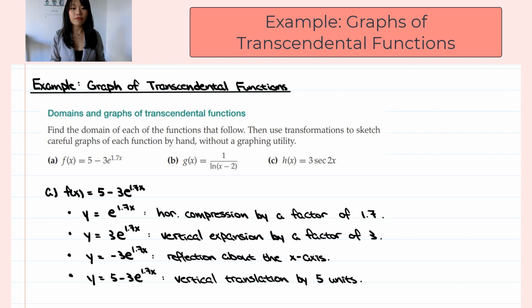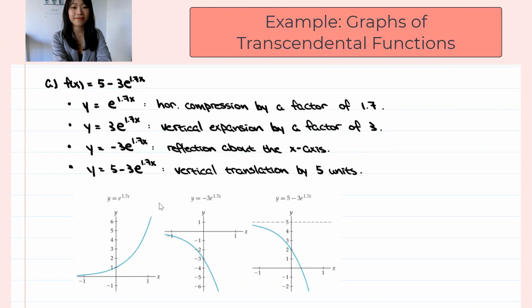Now let's use this information to sketch the function. So the first point, we notice that there's a horizontal compression, but the function still passes through this point, 0 and 1. So a sketch of this function will look similar to the original exponential function. It will look like this.